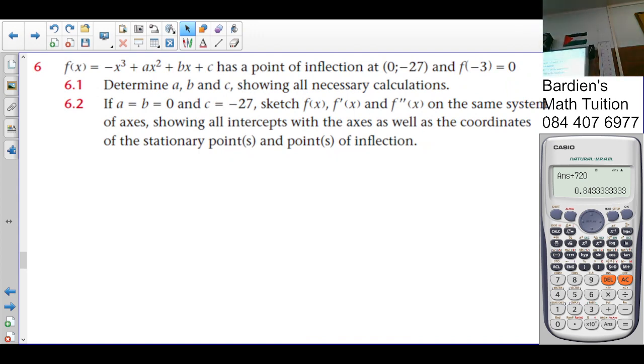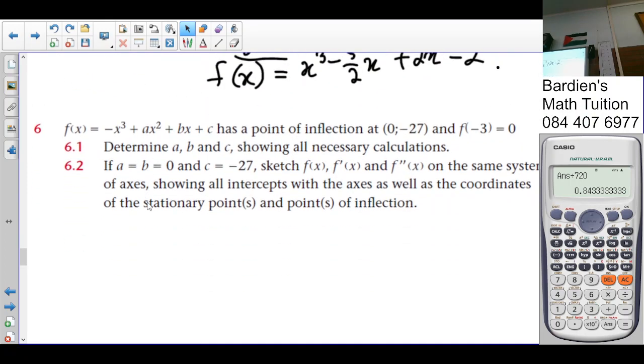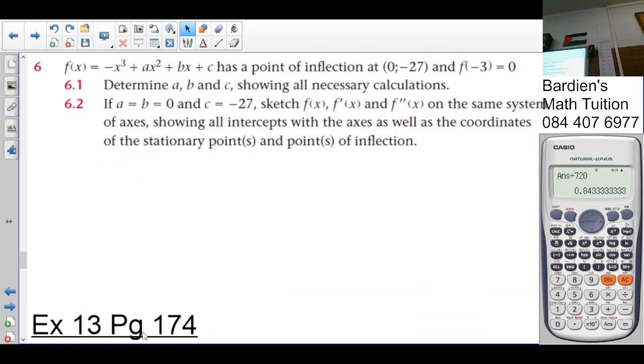Before I forget, here's our reference: Exercise 13 on page 174. We are told f of x equals negative x cubed plus ax squared plus bx plus c has a point of inflection at 0 and negative 27, and f of negative 3 is 0. Determine a, b, and c, showing all the necessary calculations.